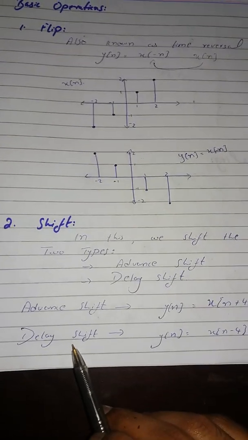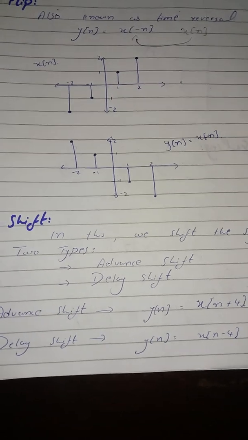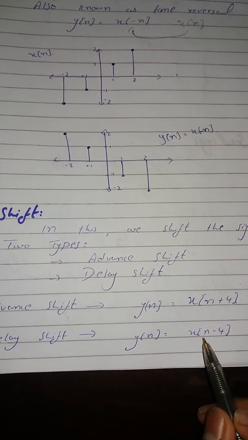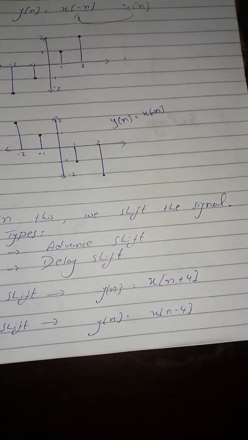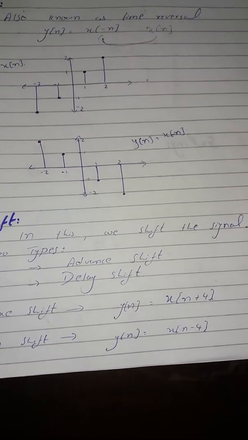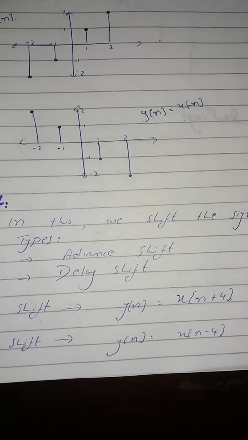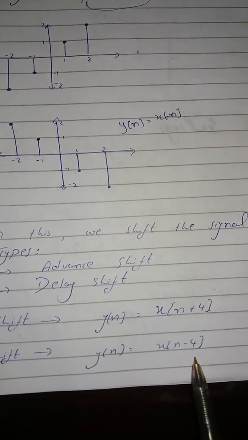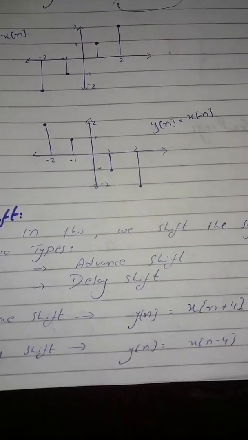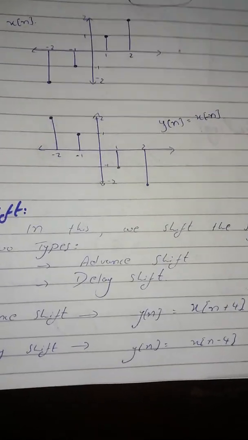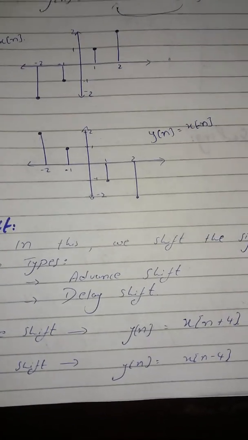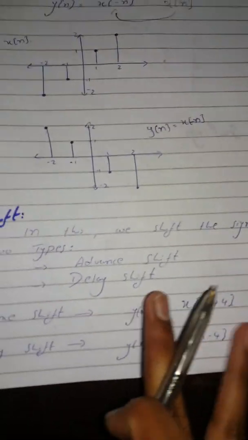And similarly we have the delay shift. In delay shift, we can delay the signal, we can get the value at a delayed time. So if the value exists at, let's suppose, 0, and we have shifted it by 4, then we're going to get that value, which was first present at 0, at 4.